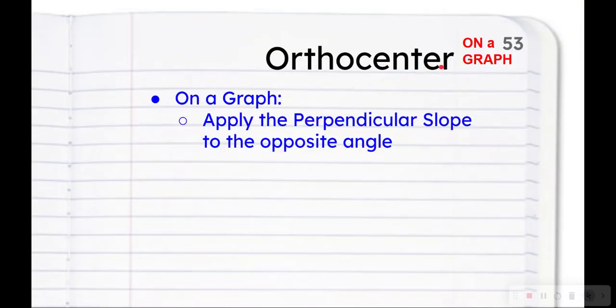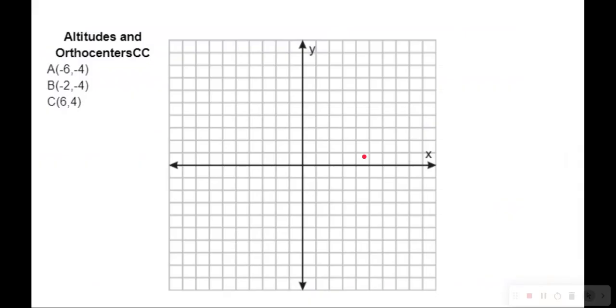And then let's talk about how to find the orthocenter on the graph. If we're on the graph, we have to draw those perpendicular lines. So we're going to apply the perpendicular slope of a side, but to its opposite angle. So let's walk through an example. Here's a triangle, or here's 3 points. Let's make a triangle. So -6, -4, and that's A, -2, -4, that's B, and then 6, 4, that's C.